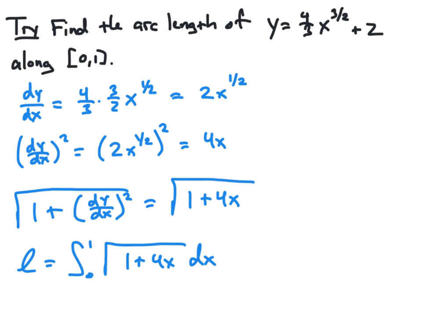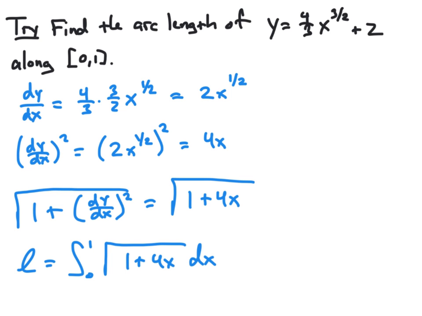The first step of this example is to find the quantity square root of 1 plus the derivative squared. To do that, we first find the derivative by using the power rule, and we get 2 times x to the 1/2 power. We square that to get a quantity of 4x, and then substituting that for the derivative squared inside the square root, we end up with an integrand of square root of 1 plus 4x.